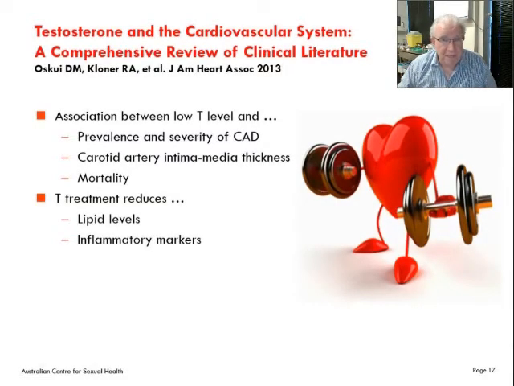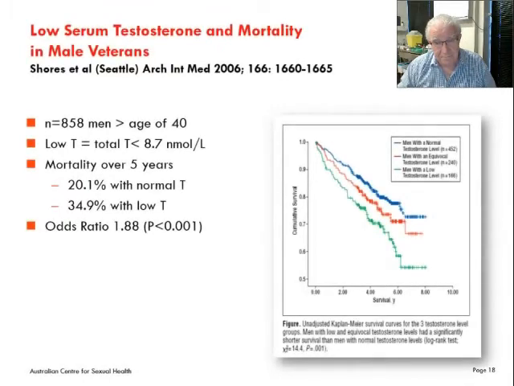Bob Clanner, in a comprehensive review of the literature, looked at the relationship between testosterone and cardiovascular disease and found that there was an association between low testosterone and both the prevalence and severity of coronary artery disease, the thickness of carotid artery intima and mortality, and that testosterone replacement reduced the elevated lipid levels that characterise these conditions and reduced the inflammatory markers seen with cardiovascular disease.